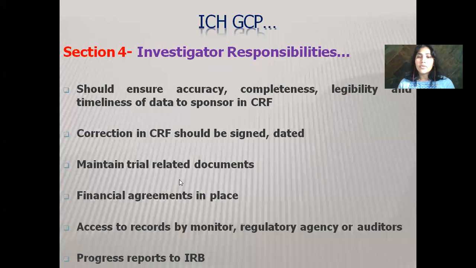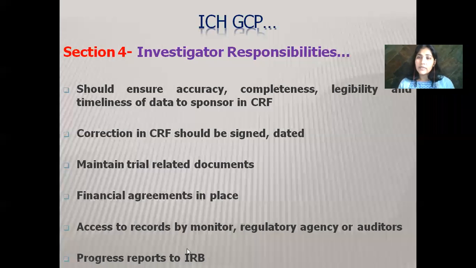Okay, so maintaining the trial related documents is also the responsibility of the investigator. Then financial agreements in place; he has to keep the financial agreements in place. Access to records by monitor, regulatory agency or auditors: he has to make sure that he is giving access to the records to those who have come to the facility for monitoring purposes, or it could be a regulatory agency, or auditors who are visiting your facility. He has to make sure he is giving access to all this sort of data.